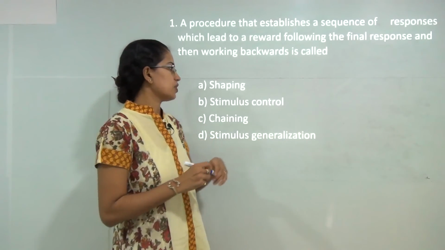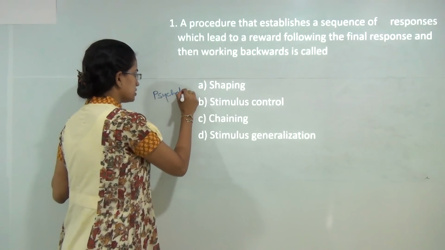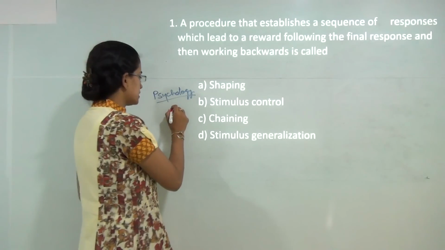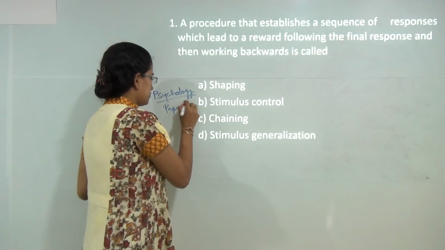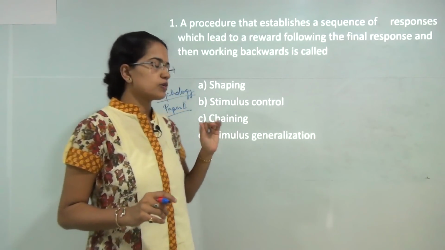In this session we will be solving the NET paper for psychology. We will be solving paper 2 first. Paper 2 has 50 questions, so we will be solving it in 2 sets, 25 questions each. So this is the first set of paper 2. Now before we start solving the papers, there are a few things to note about this paper.